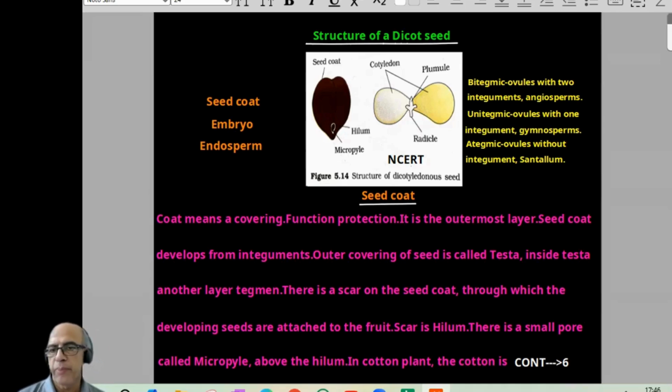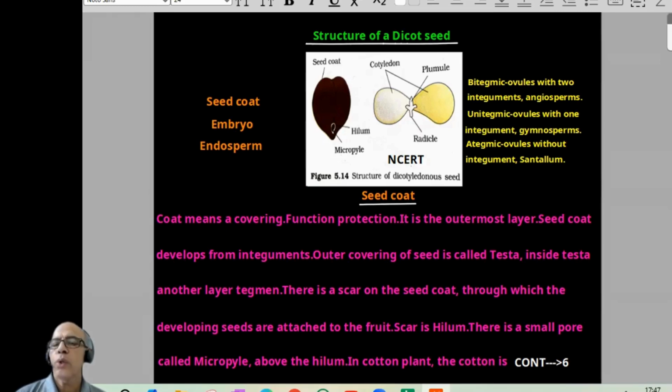Seed coat normally develops from integuments, so outer integument and inner integument. The outer covering is called testa, while the inner one is called tegmen. So outer testa, inside it another layer that is called tegmen. And there is a scar you can find here, hilum and micropyle. So there is a scar on the seed coat. What is the purpose? Through it the developing seeds are attached to the fruit. That scar is nothing but the hilum. It is labeled here. And there is a small pore called micropyle above the hilum. You can find it labeled above the hilum.